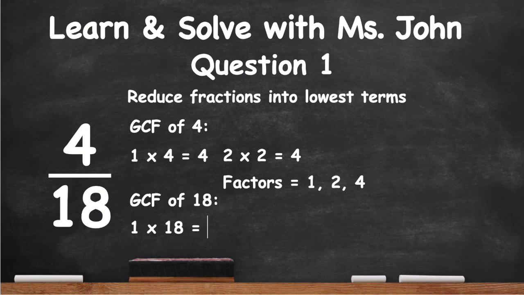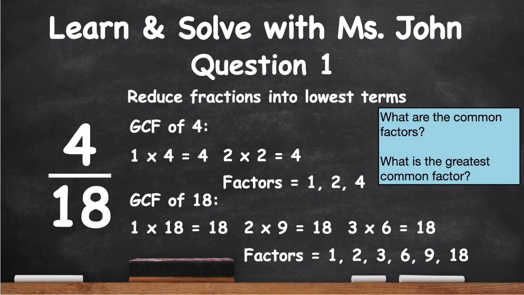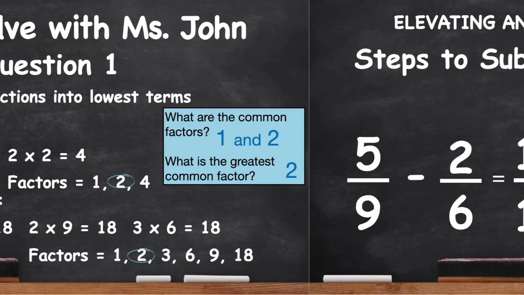We know 1 times 18 equals 18. We know 2 times 9 equals 18. And we know 3 times 6 equals 18. So the factors are 1, 2, 3, 6, 9, and 18. What are the common factors? The common factors are 1 and 2. And what is the greatest common factor? That would be 2. So now we know we could divide 4 and 18 evenly by 2.